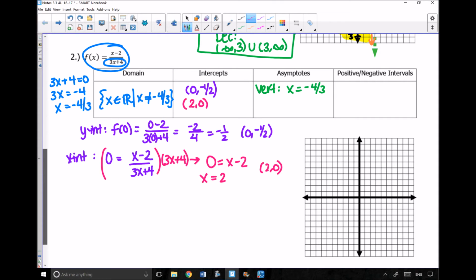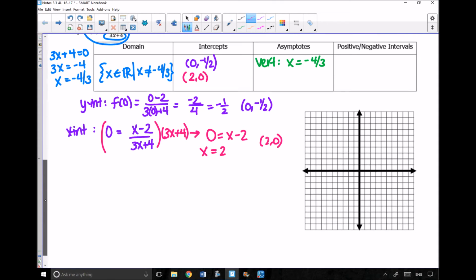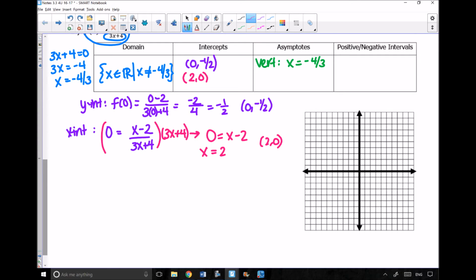Okay? So now that I've done all that, the next thing that I want to do is figure out where my graph is going to be positive and where it's going to be negative. Well, my critical points are occurring, again, on my x-axis. Where are my critical points going to be? Well, I know that I have a critical point at my vertical asymptote as well as at my x-intercept. So when I do my number line right here, I'm going to put -4/3, and then I'm also going to put 2, okay?